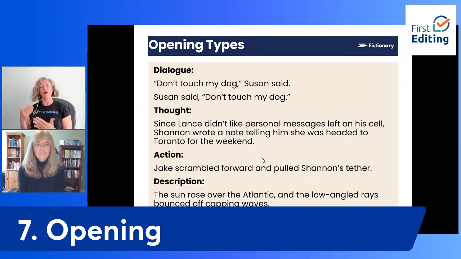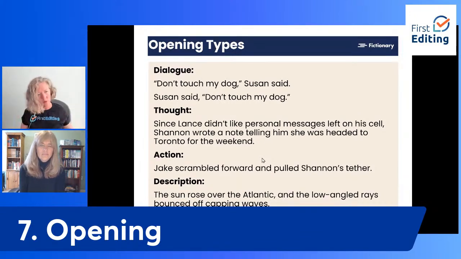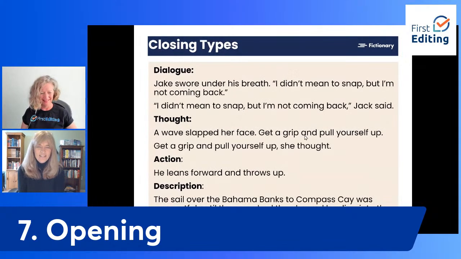Does the next scene start off with an action? Because if we're thinking all the time, it gets a little heavy. If we're talking all the time, we need interaction between things. So the action is "Jake scrambled forward and pulled Shannon's tether." Perfect. We know exactly what's happening. Something's happened, and we're taking off there. And lastly, the description: "The sun rose over the Atlantic and the low angled rays bounced off capping waves." The sailor in you. I know.